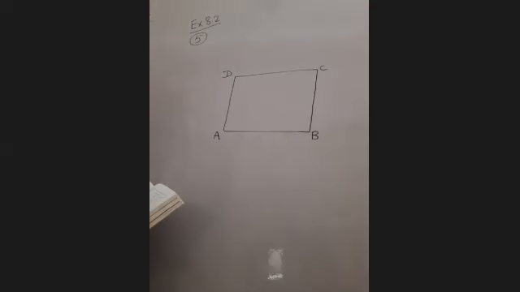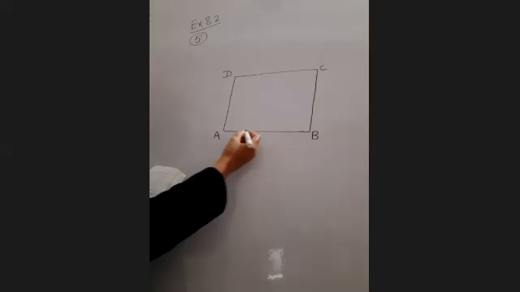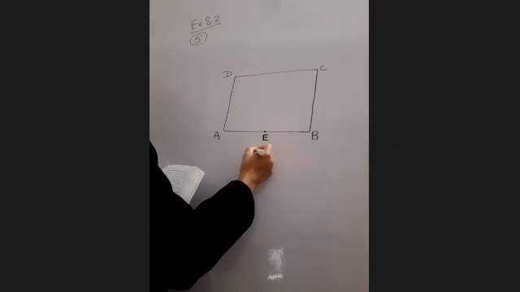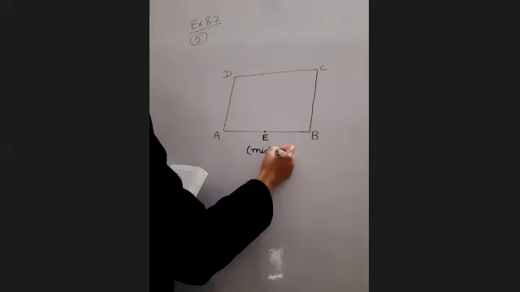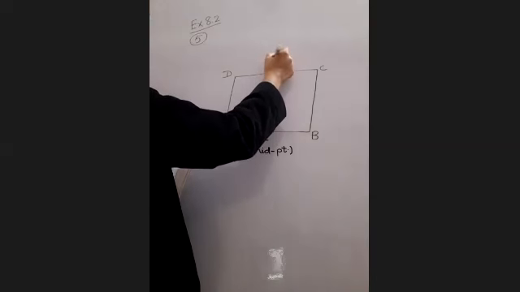ABCD is a parallelogram. We are given ABCD as a parallelogram. E and F are the midpoints. So E is the midpoint here. This is given to us that E is the midpoint. Also we are given one midpoint F of DC.